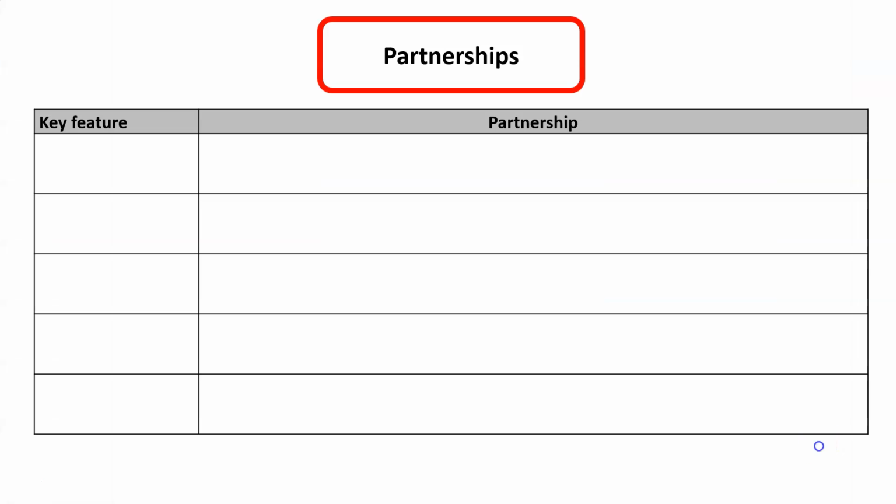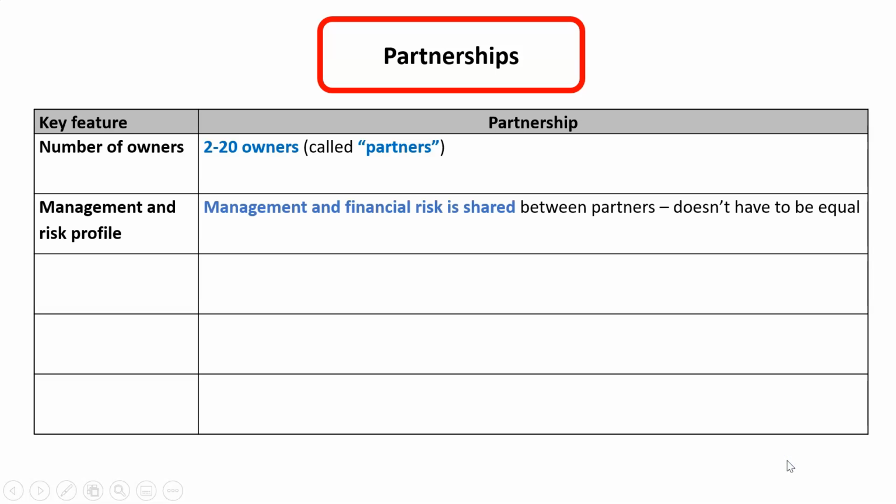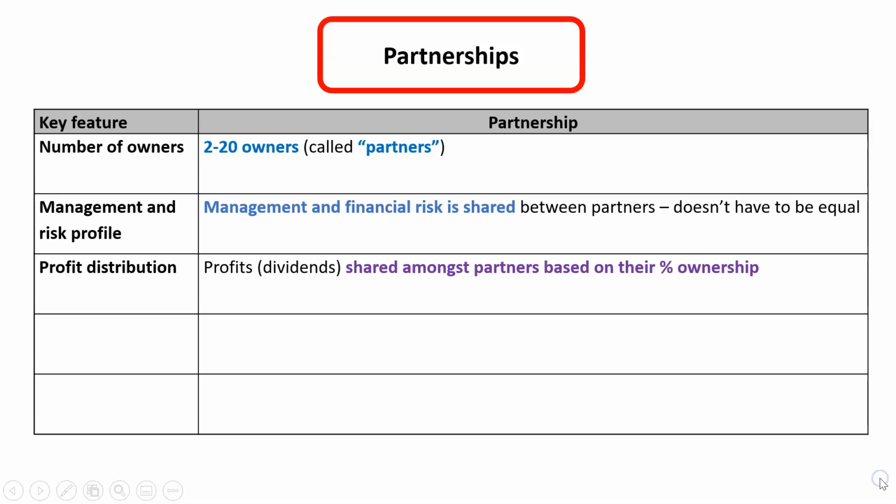Then we have partnerships, 2 to 20 owners, no more, called partners. Doesn't have to be equal. So it could be one person owns 60% and 4 other people own 10%, and therefore the profits or dividends are shared amongst those partners based on their percentage ownership. Has unlimited liability. Some do have limited liability. We'll just say overall most of them are unlimited liability, and also has no perpetuity.